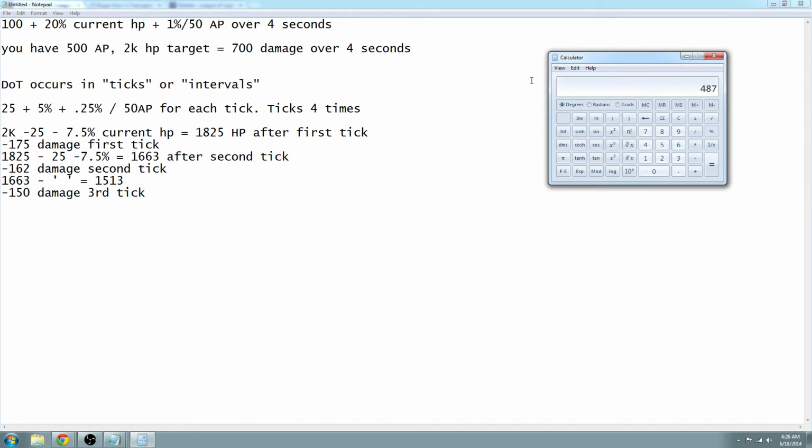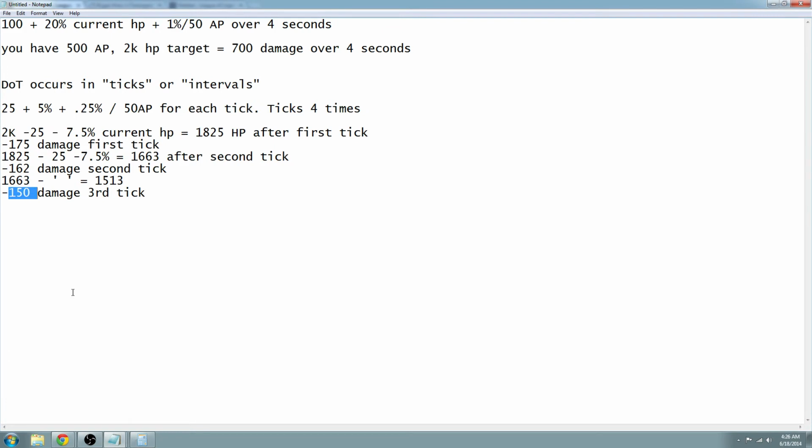That means that on this last tick, in order to reach that 700 damage over 4 seconds, you're going to have to do 213 damage. Now following this trend, that doesn't seem like that's going to happen. But for the sake of calculations, let's go ahead and do it. So 1513 minus that whole shebang, you'll end up with 1374 health in the end here. And so you've taken 139 damage on the 4th tick.